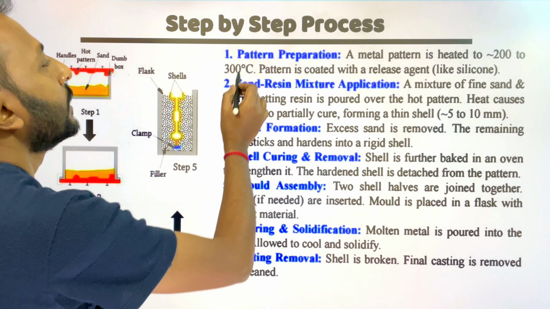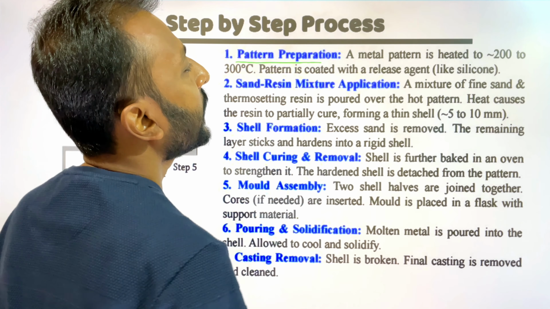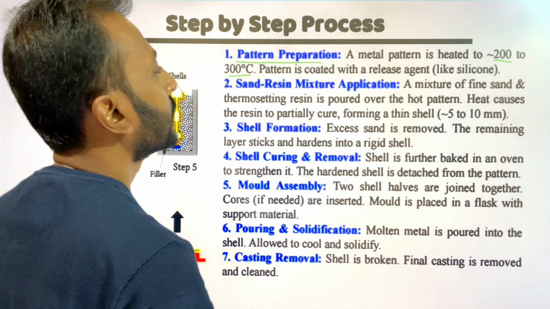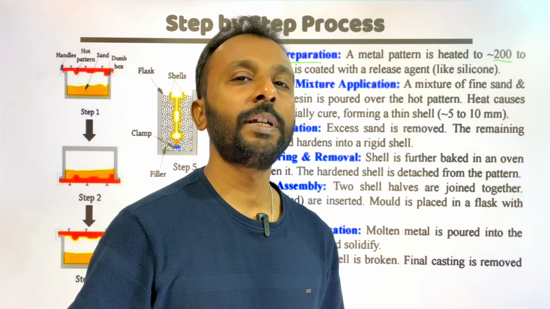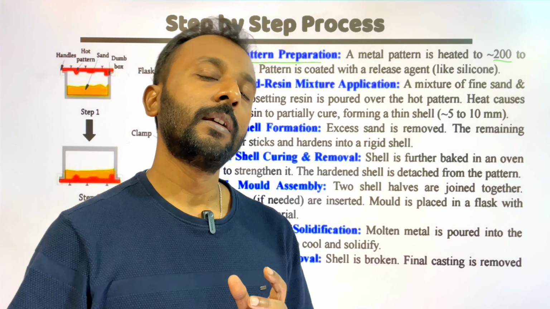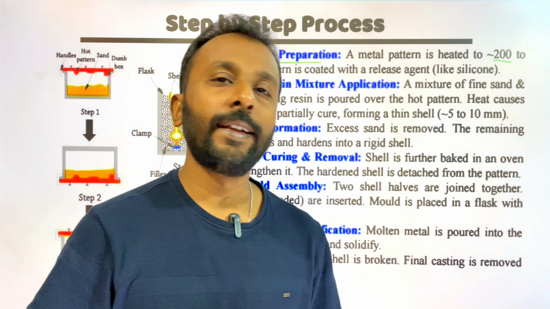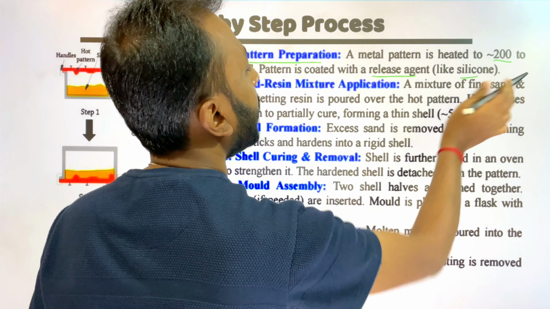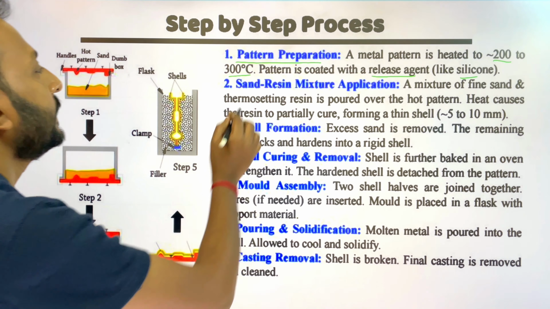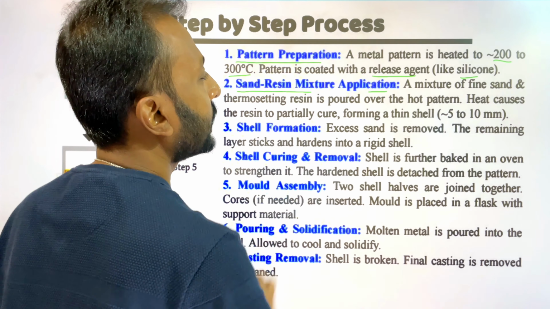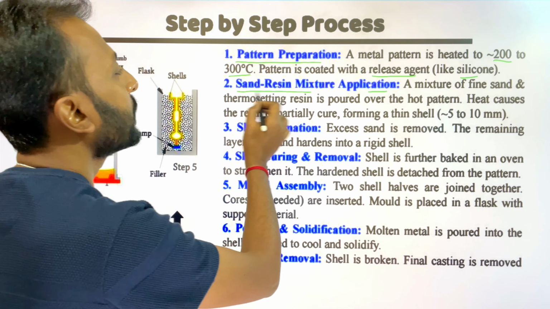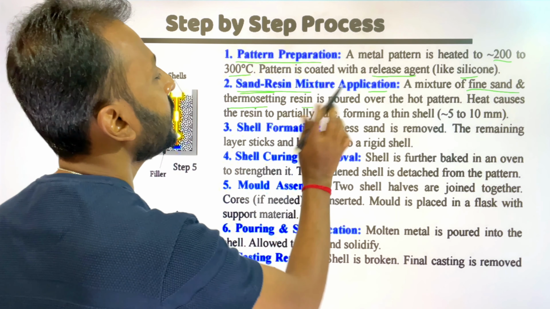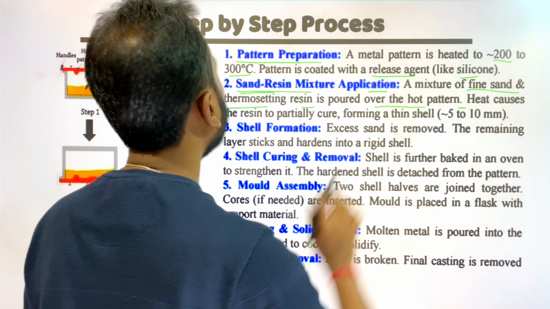So first one is pattern preparation. A metal pattern is heated to near about 200 to 300 degrees Celsius. So firstly we need a metallic pattern to create this product. So metallic pattern is like the replica of the final product. We know that. So pattern is coated with a release agent like silicone. So next is sand resin mixture application. So we create a mixture of sand and resin. So a mixture of fine sand and thermosetting resin is poured over the hot pattern.